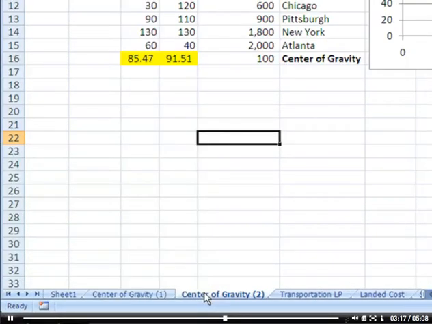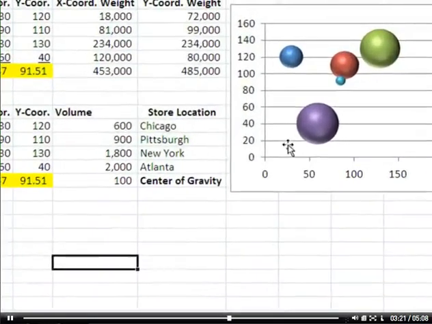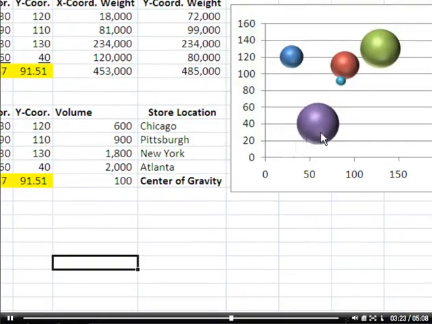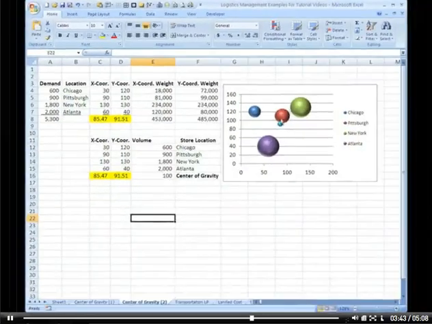If we go to the next spreadsheet tab, we already have these plotted in a bubble chart. Now the bubble chart shows the weighted center of gravity right next to Pittsburgh, the light blue, and it also shows the respective size of each market. Again, we're selling NASCAR souvenirs, so we would expect maybe in the south that there'd be a bigger market than the cities that are up north.